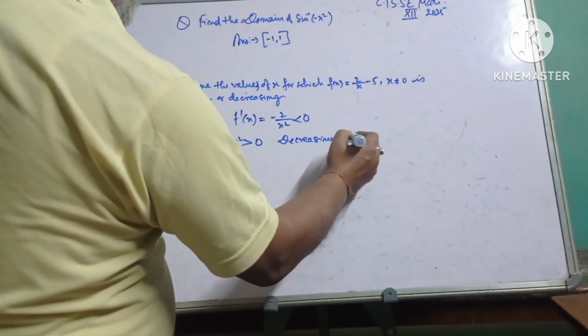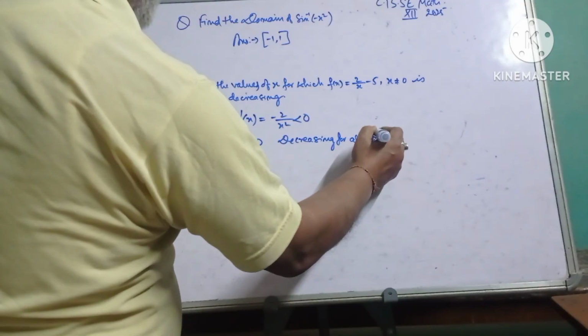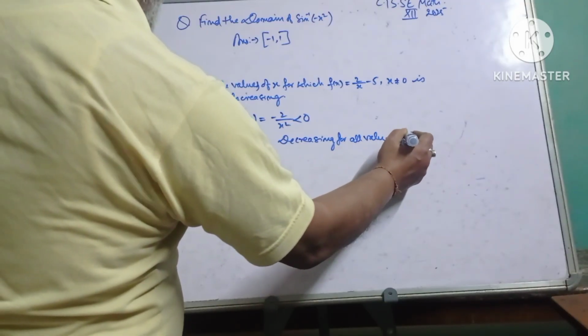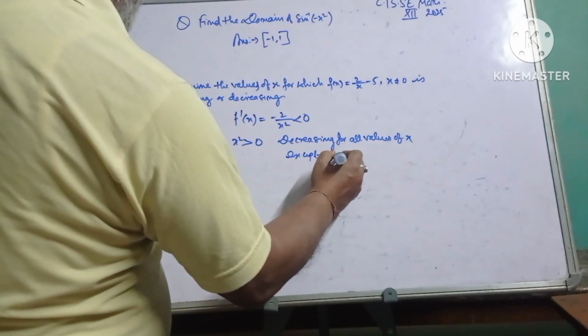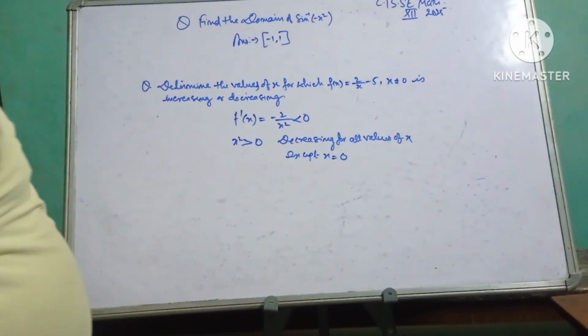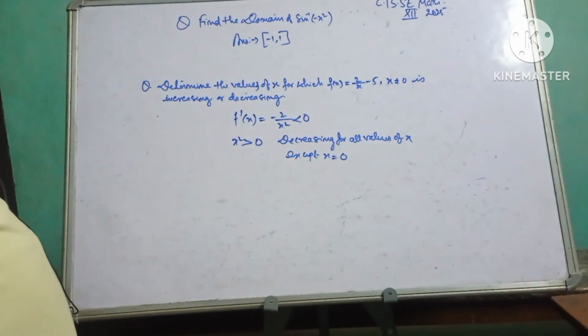for all values of x except x is equal to 0. It is decreasing for all values of x except that, because f dash x is negative. Here you see x square is anytime positive, so this is less than 0. So it is decreasing for all values of x.